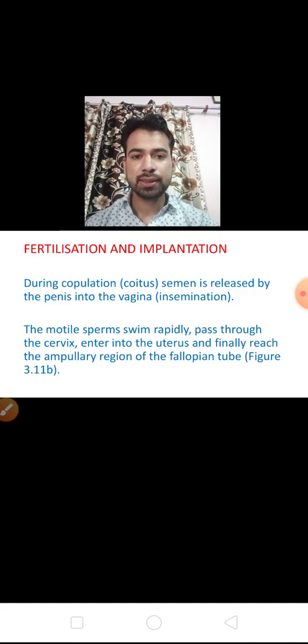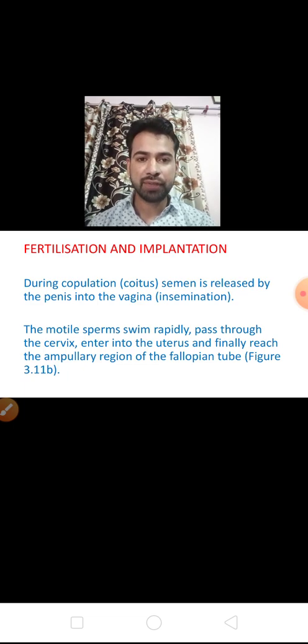And implantation is when cleavage starts in the zygote, it develops into a blastocyst, and this blastocyst attaches to the innermost layer of the uterus. That is implantation. I repeat once again, implantation is the transfer of the blastocyst from the fallopian tube to the uterus. Both processes we will discuss in detail, so let us start with fertilization.